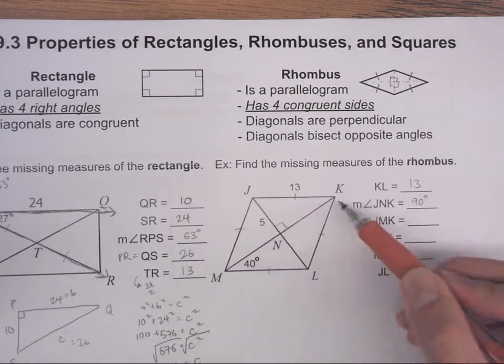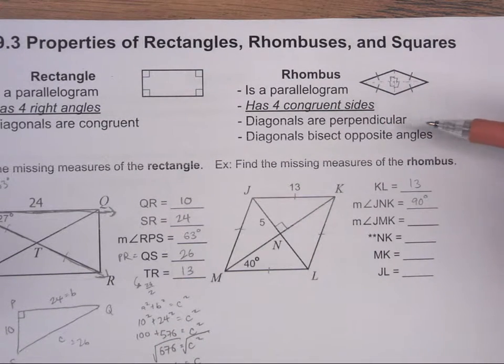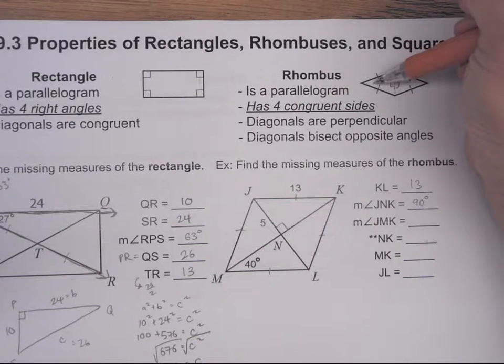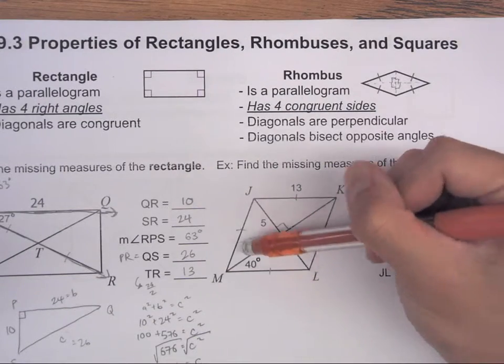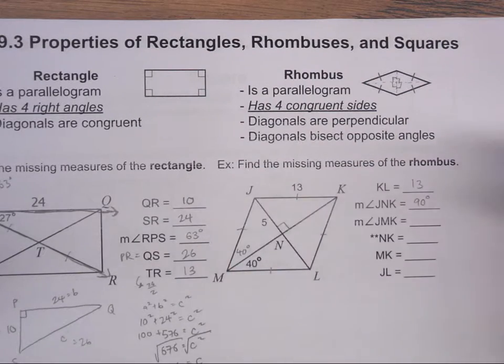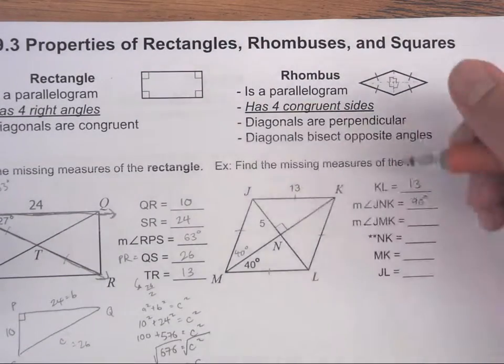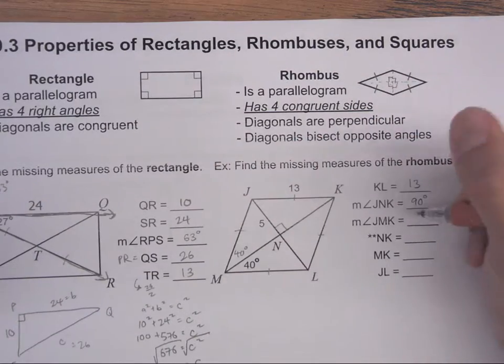Okay, the measure of JMK. So JMK actually comes from the diagonals that bisect opposite angles. For example, what we said was this angle is going to be congruent to this one because it's bisected. So if this is 40, this one also has to be 40 because the diagonals bisect opposite angles. So the measure of JMK is going to be the same as this angle here. So that is 40 degrees.